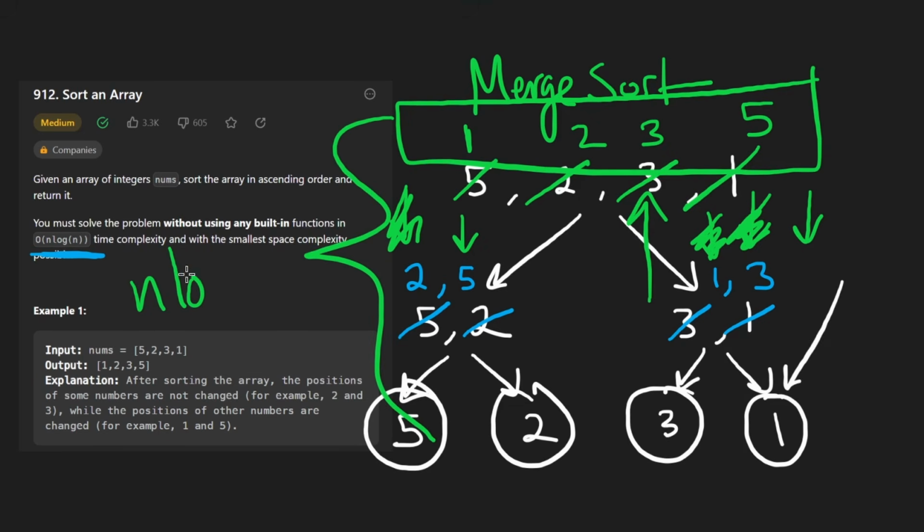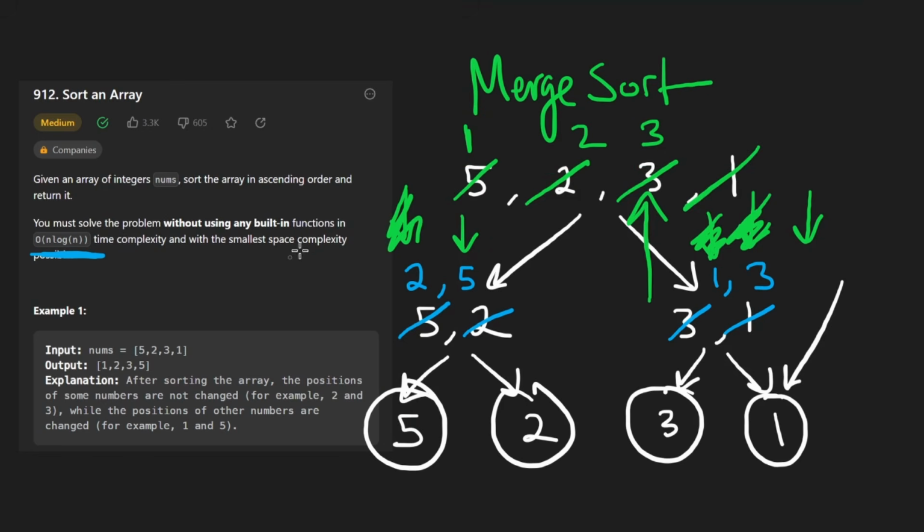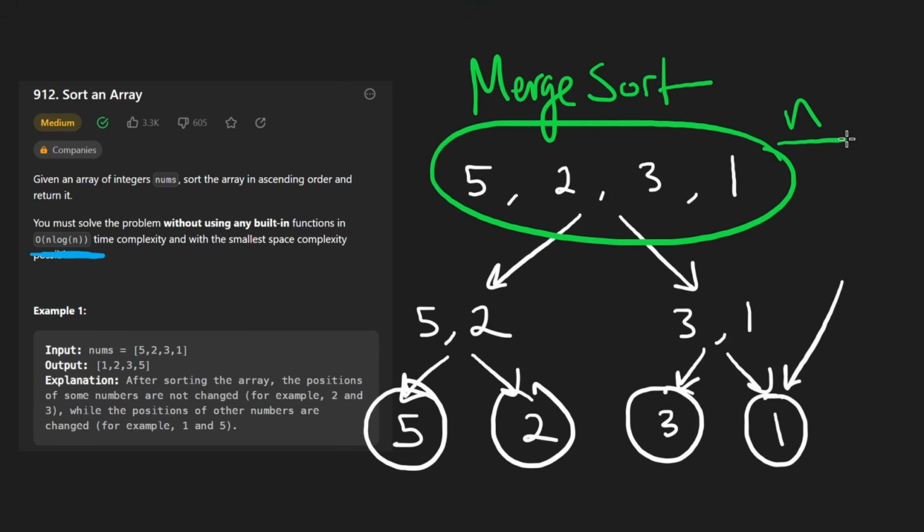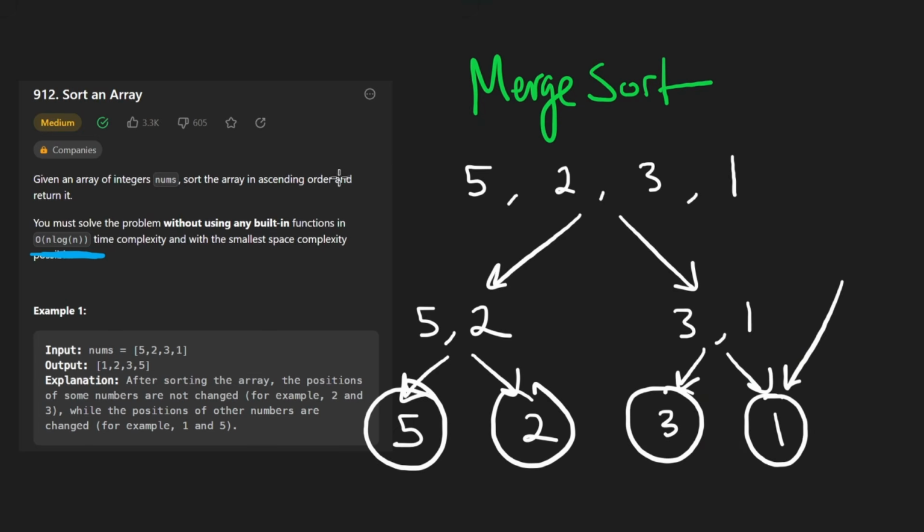Now we're going to get into the code, but quickly, why is the time complexity of this n log n? Well, there's two phases here. One is actually dividing the array into sub-problems. How many times can you take an array of size n and divide it by 2 until we get to the base case where we have arrays of size 1? How many times can we do that? In other words, how many levels are going to be in our tree?